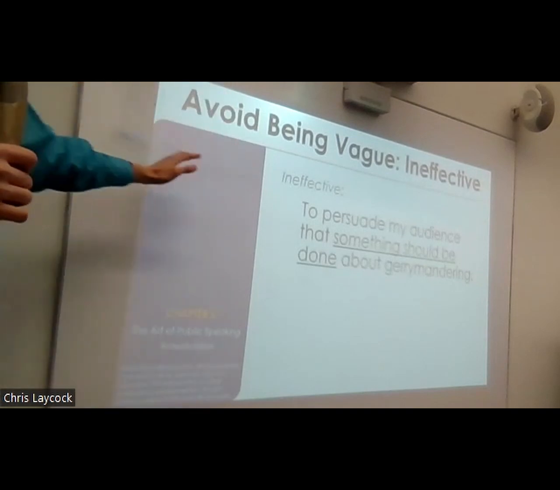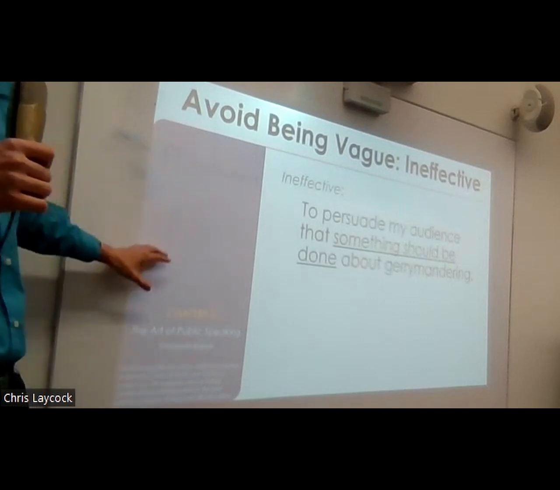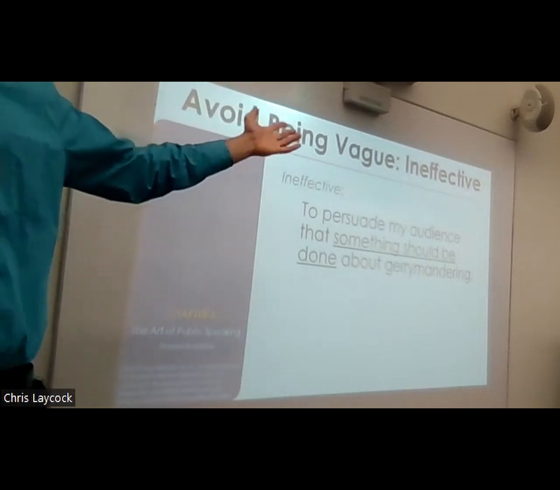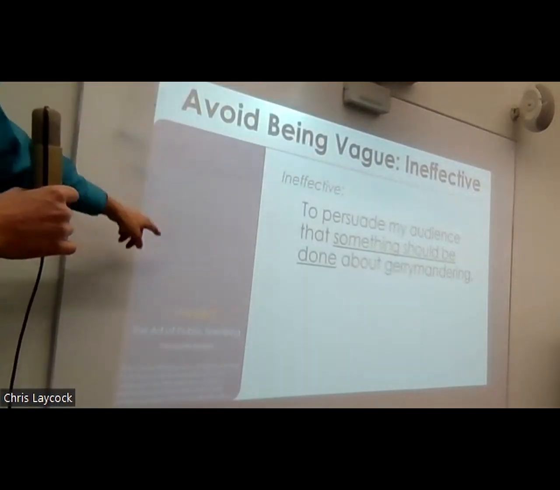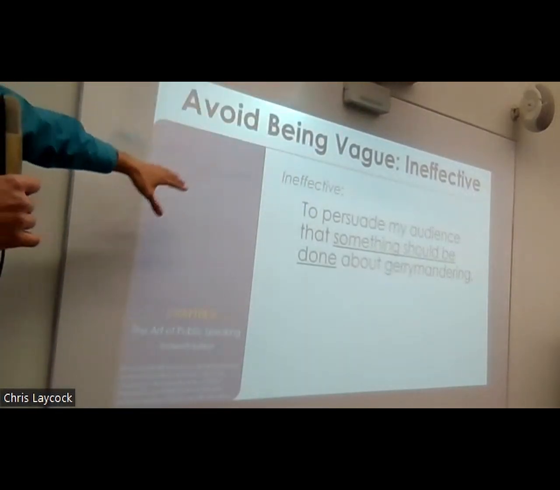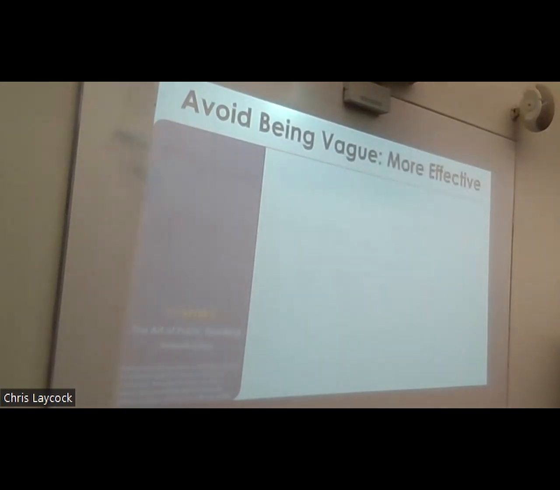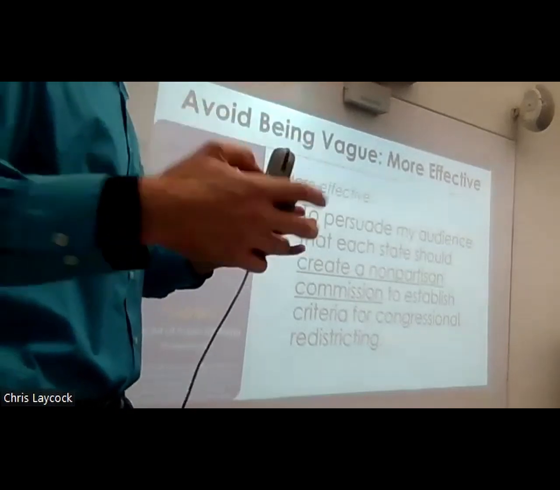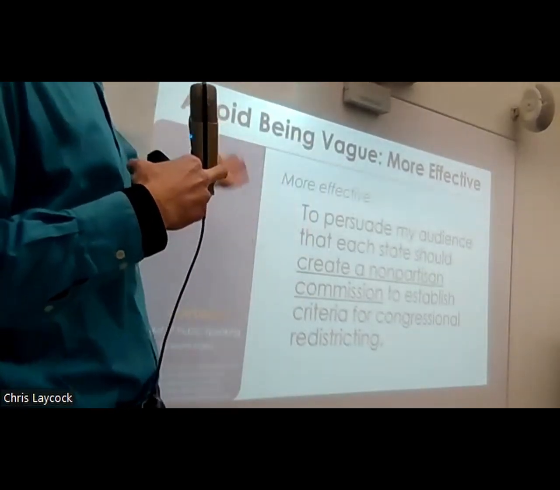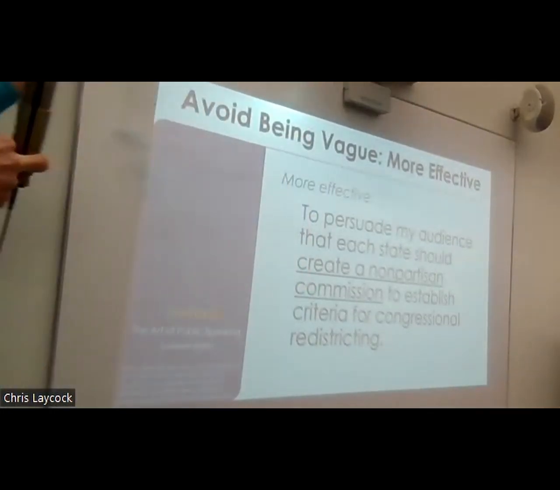You could take the state of Ohio and paint a little box around all of the more liberal neighborhoods, and then that's your district. Or conservative, it's either way. It's hard to do without a map, but that's the idea. Something should be done. That's just too vague. Create a nonpartisan commission creating criteria for redistricting.